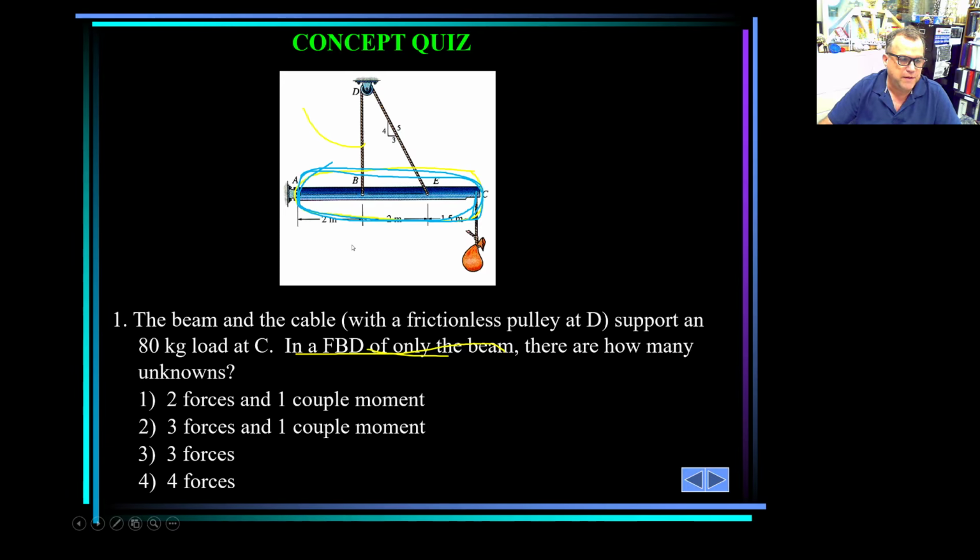Now look what happened here. This is T, tension, and this is also tension, and they are the same value. Why the same value? Because this is a frictionless pulley. You have to learn how to identify that. So if I know this, I know that. So these two count as one unknown. This is not unknown. This is given. So the other thing is this. This is a pin. How many reactions do you have in a pin?